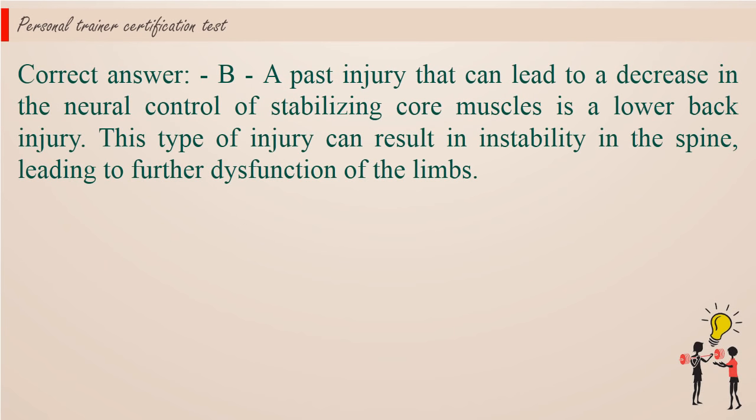Correct answer, B. A past injury that can lead to a decrease in the neural control of stabilizing core muscles is a lower back injury. This type of injury can result in instability in the spine, leading to further dysfunction of the limbs.